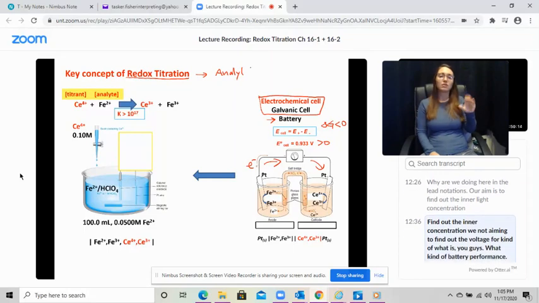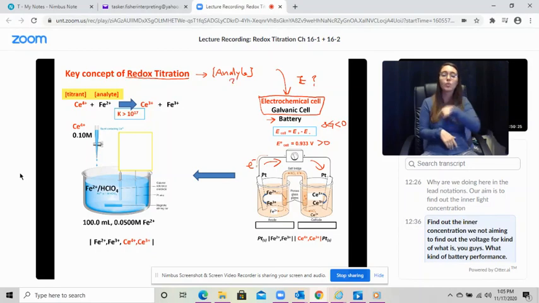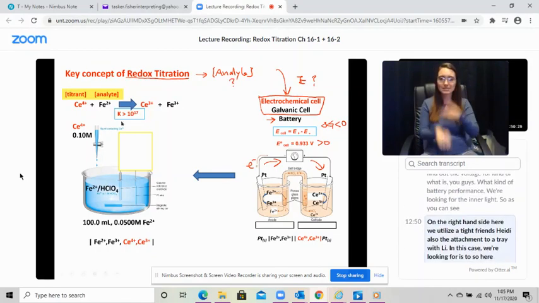Find out the analyte concentration. We're not aiming to find out the voltage, what kind of voltage you got, or what kind of battery performance. We're looking for the analyte. So as you can see on the right-hand side here, we utilize a highly oxidized titrant to titrate with the analyte.